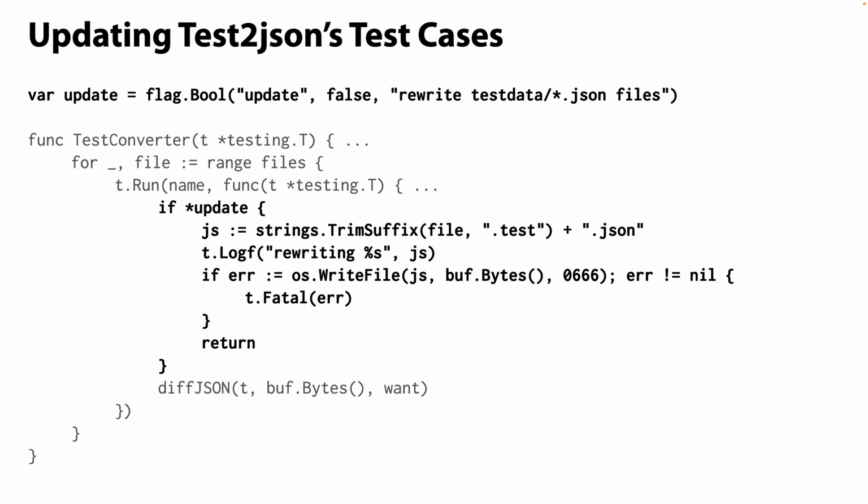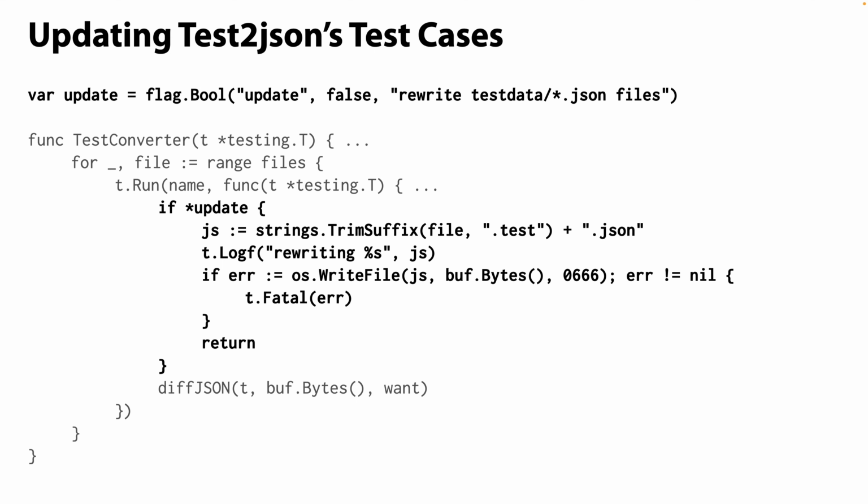Here's the updating code for test2JSON. The test defines a new flag -update. When the flag is true, the test writes the computed answer to the answer file instead of calling diff.json. Now, when we make an intentional change to the JSON format, go test -update corrects all the answers. You can also use version control tools like git diff to review the changes and back them out if they don't look right.